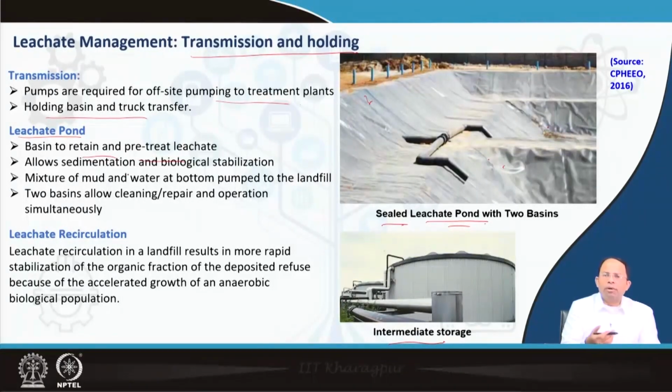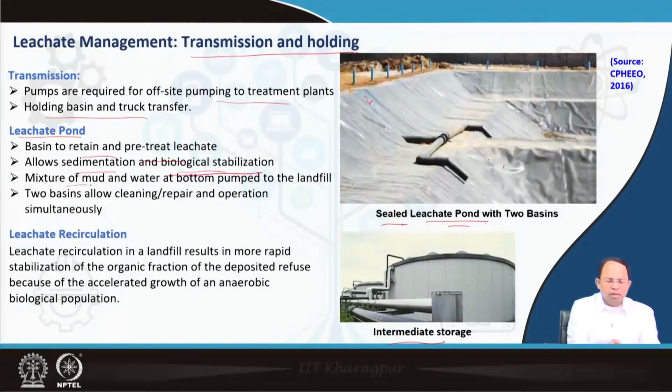Now, because we are holding the leachate for some time, it allows sedimentation, and that means it allows the heavier materials to fall down. And obviously when this kind of material with some organic matter is there, biological stabilization or decomposition will start happening.